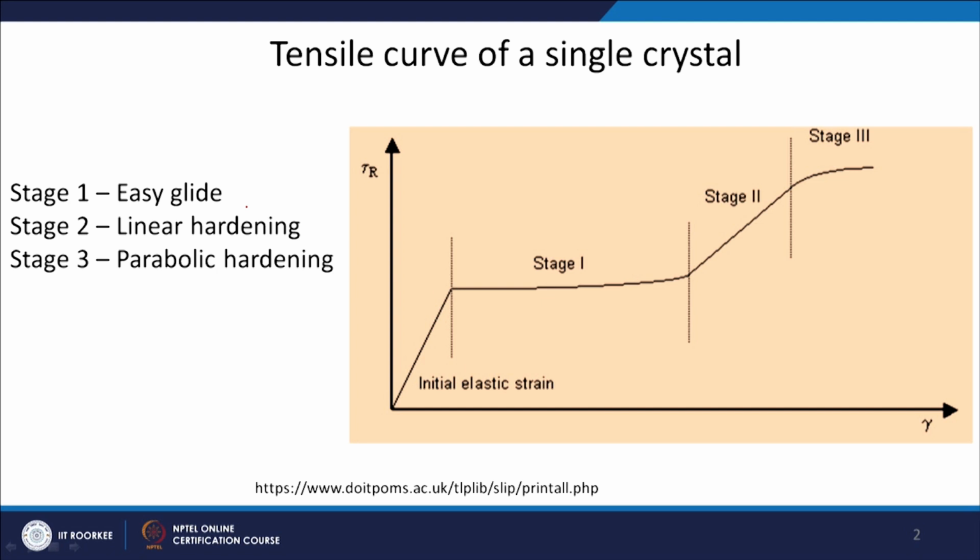Stage 1 is easy glide, meaning whichever plane has the maximum Schmid factor will of course take part in the deformation. All the deformation is right now taking place on those planes where the Schmid factor is highest, and the shear stress on those planes in that particular direction has reached the critical resolved shear stress. Then the deformation will take place. So this is easy glide, where all the planes of that particular orientation are taking part in the slip process. And then you have a linear hardening.